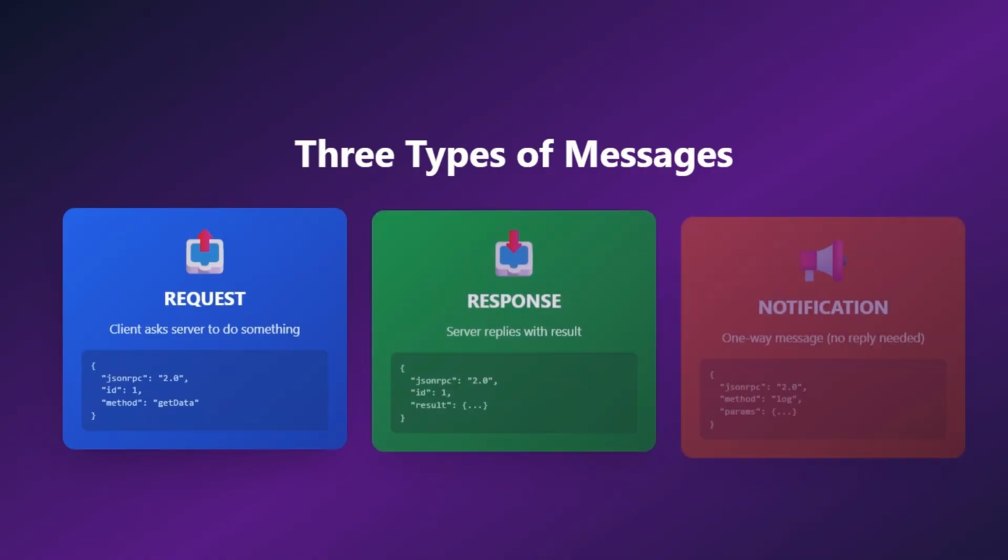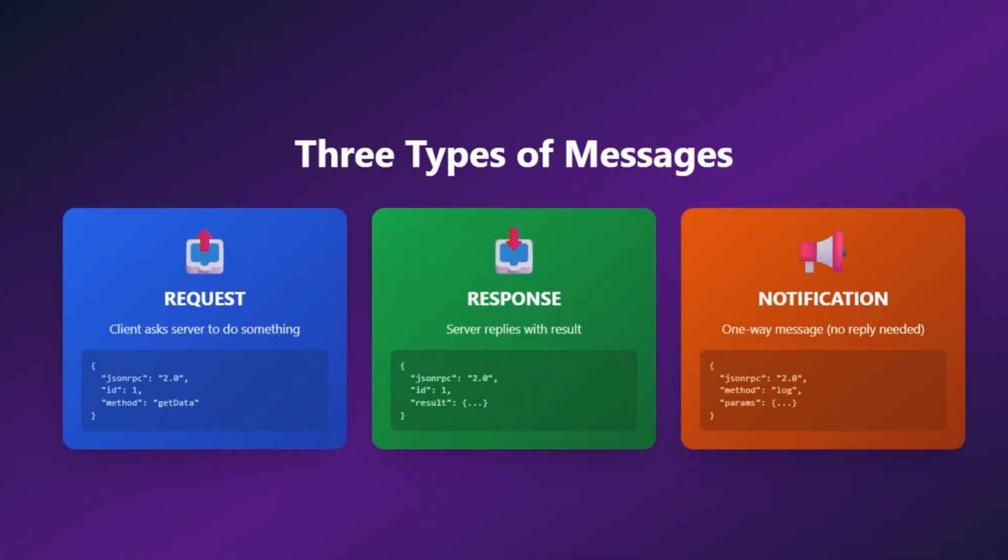JSON-RPC has 3 types of messages. Requests, where the client asks the server to do something. Responses, where the server replies with the result. And notifications, one-way messages that don't need a reply.